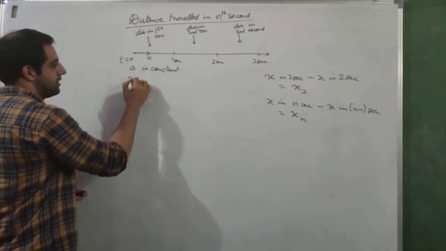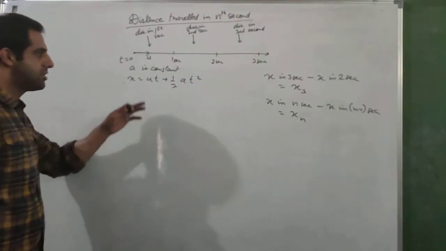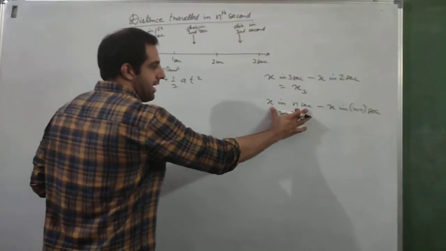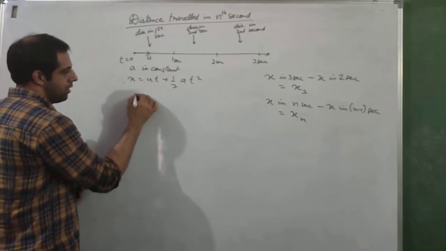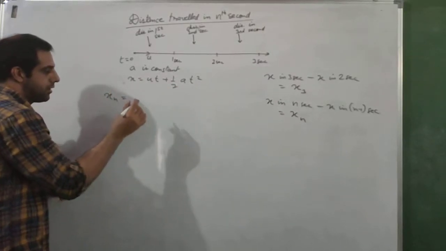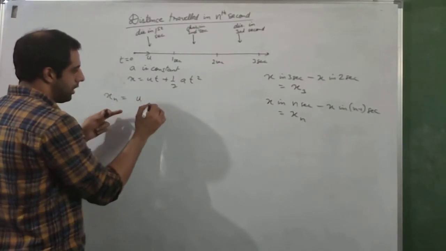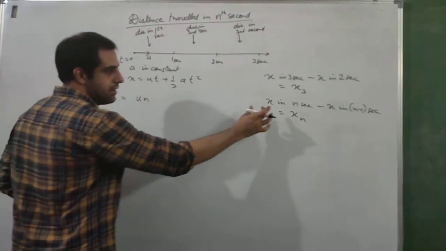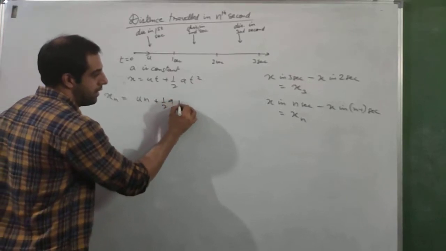Second equation of motion is x equals ut plus half at square, where u is the initial velocity, a is constant acceleration. So for x in n seconds, I can directly write this equation in general form. Distance traveled in nth second will be equal to: now t is n here, distance traveled in n seconds, so u times n plus half a n square.